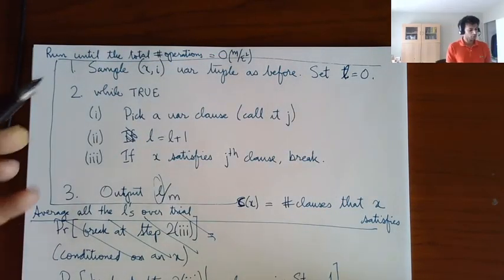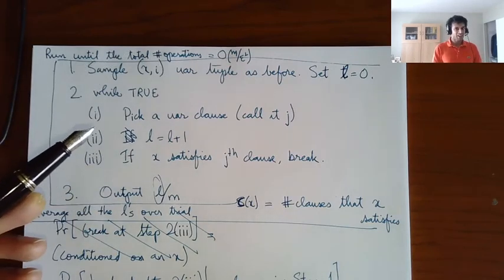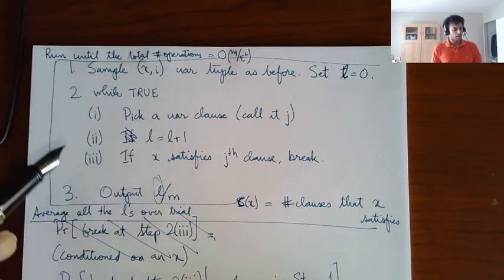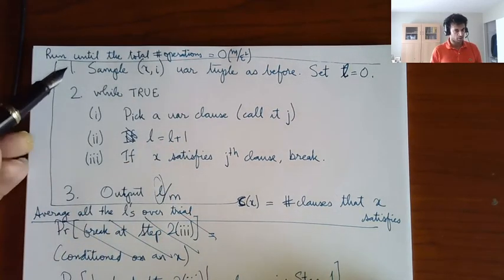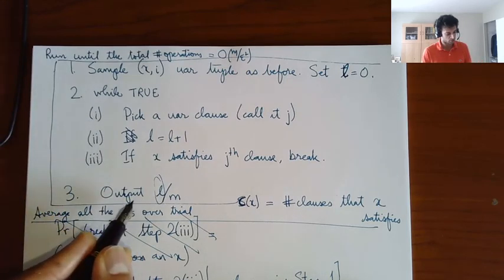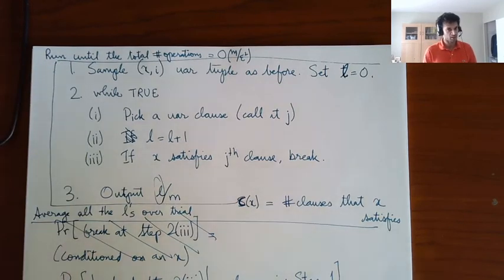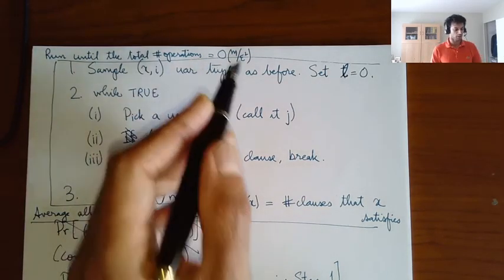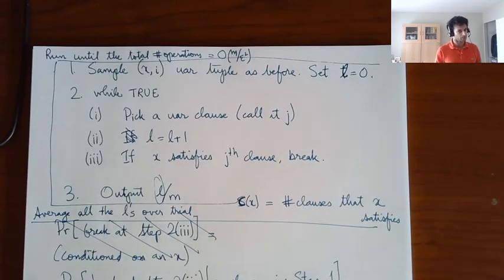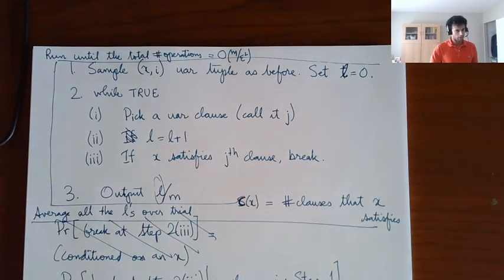It's kind of weird. Instead of specifying how many trials I have, I instead specify the total number of operations, and I'm just going to keep running this procedure. It's going to do a bunch of operations here, and then it's going to output something. Then I go back and keep doing this until my total budget of runtime is exhausted, and at that point I just average all the L's that I get, and that's the algorithm. Does the algorithm make sense? The analysis is going to be non-trivial, so that's something that I will defer to the next lecture. But does the algorithm make sense?